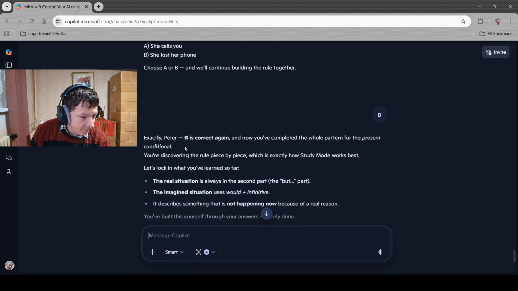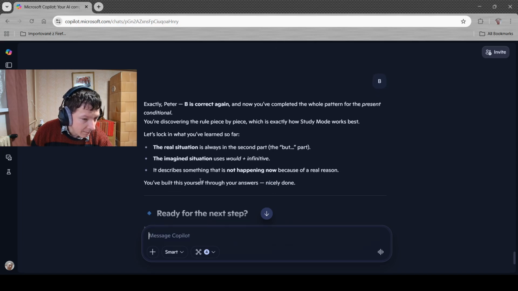B. Exactly, Peter. B is correct again, and now you've completed the whole pattern for the present conditional. You're discovering the rule piece by piece, which is exactly how study mode works best. Let's look at what you've learned so far. The real situation is always in the second part, the bad part. The imagined situation uses would plus infinitive. It describes something that is not happening now because of a real reason.